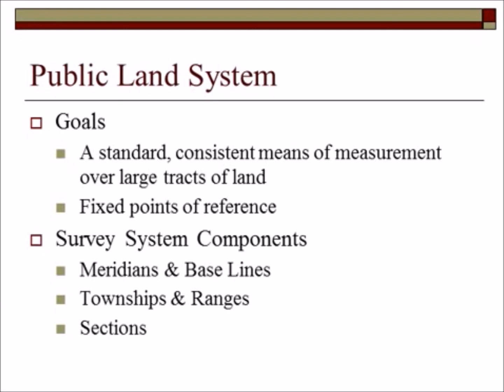So with the public domain system, Thomas Jefferson put together the rectangular survey system, and he was hoping to get a standard, consistent means of measurement for large areas of land, all of those blue states you saw on the map, and fixed points of reference that wouldn't shift with the topography. He didn't have to worry if the river moved or the oak fell or the marker was moved. The survey would stay intact.